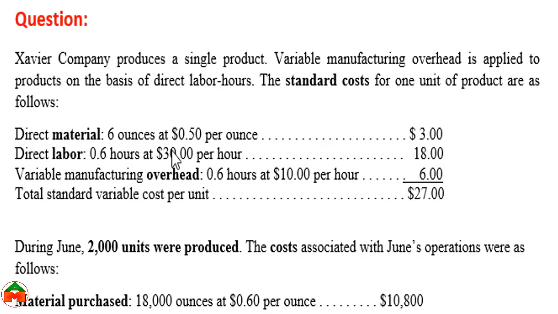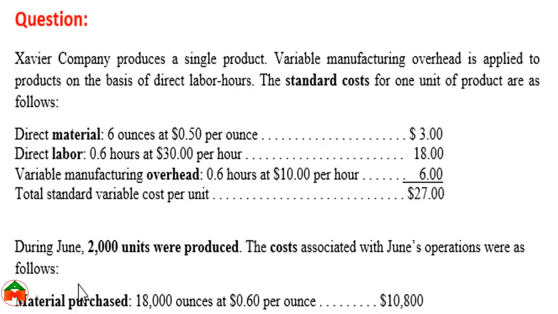Here are the amounts given in the question for the standard cost for 1 unit. For material, the standard quantity is 6 ounces and the standard price is 0.50 per ounce. For labor, the standard quantity or hour is 0.6 hours, and the standard price or rate is $30. For overhead, variable manufacturing overhead, in short we will use the word overhead, the standard quantity is 0.6 hours and the standard rate is $10. So these are the standard costs.